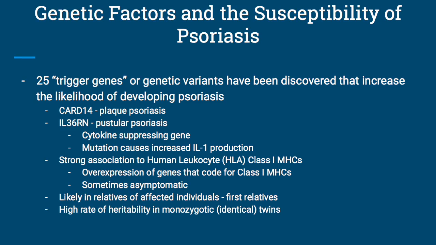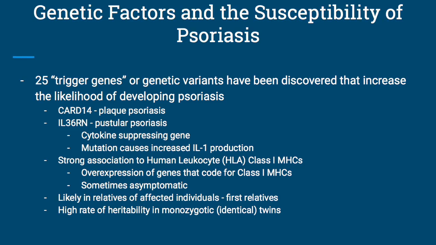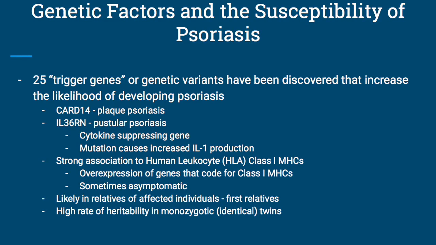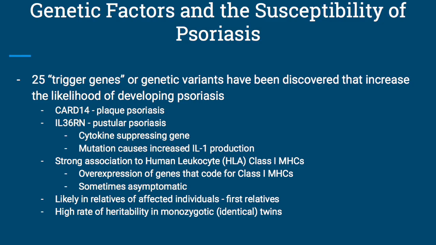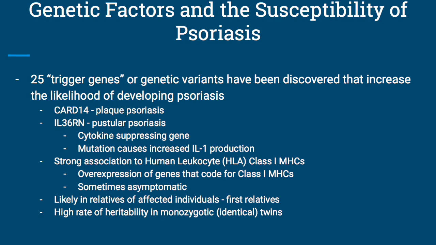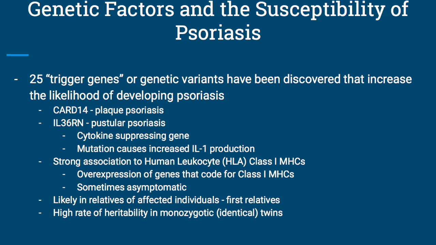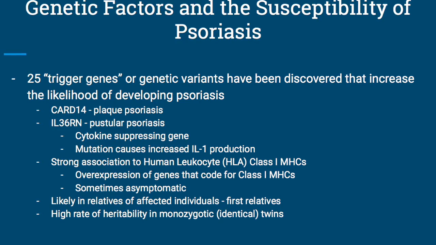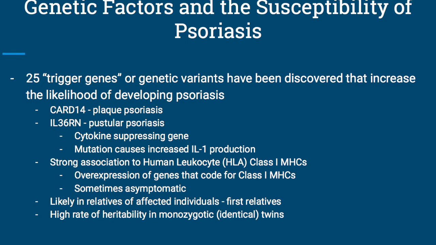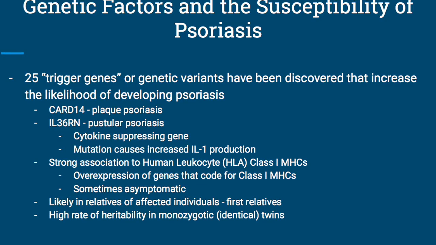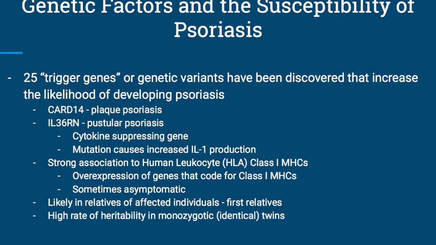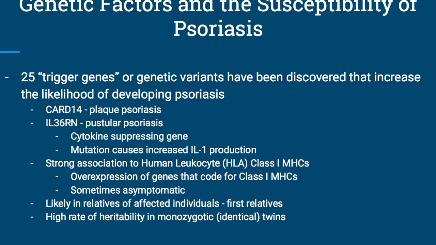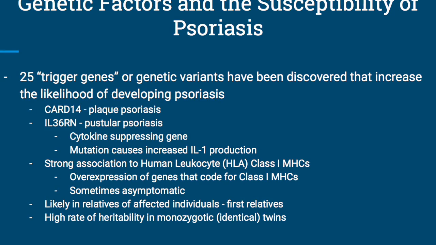A couple of these are CARD14, which is associated with plaque psoriasis, and IL36RN, which tends to be associated with 3 types of pustular psoriasis. The IL36RN genetic variation tends to cause a mutation that increases the amount of interleukin-1 produced by preventing the production of a cytokine-suppressing gene. There's also a strong association to human leukocyte antigen 1, MHC.